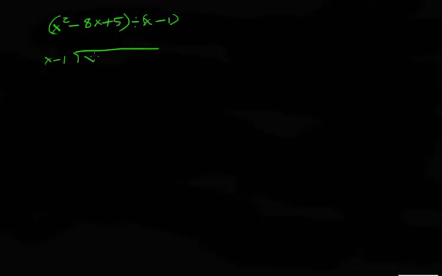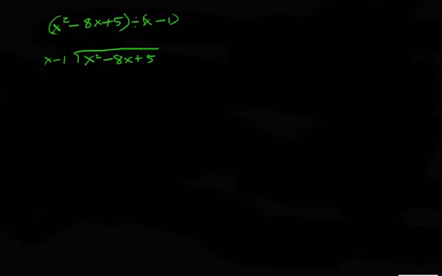Okay, we're going to do a long division here. We're going to take x squared minus 8x plus 5 and divide it by x minus 1. The first thing we do is make sure it's in standard form, descending powers of the variable x in this case, and set it up like so. So ours was in standard form, so we're ready to go.